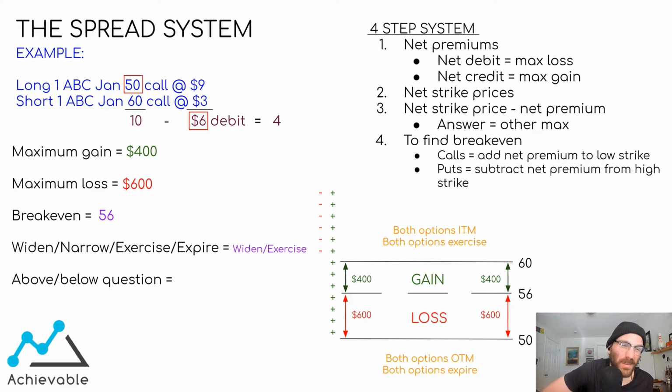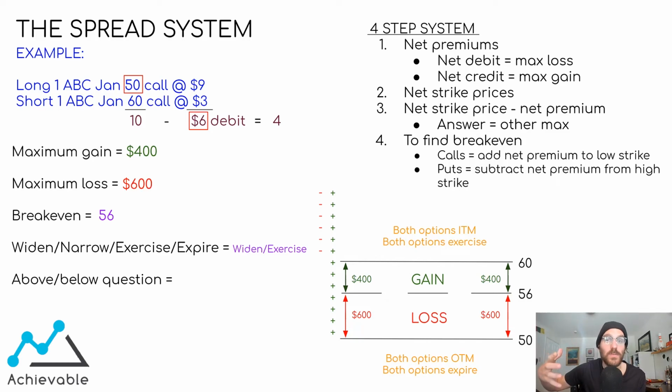Now, even though above 60 the short call starts offsetting the long call's gains, if we're thinking about the difference between both options exercising versus both options expiring, it's better for us to have both options exercising, because that's when we're at our maximum gain of $400. If both options expire, we're at our maximum loss of $600. That's how you answer that. So you always want to associate the terms debit with widen and exercise, and credit with narrow and expire. It's just a word association thing for the most part.